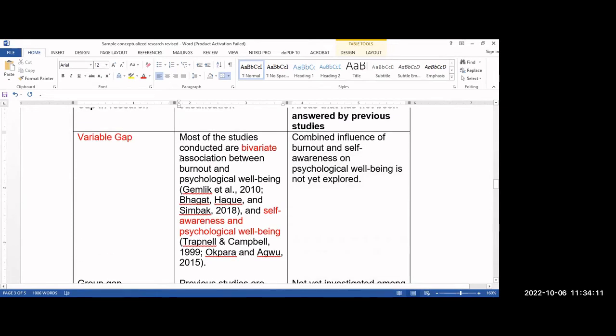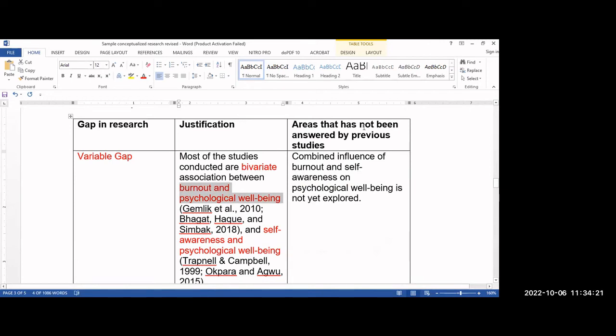So you can justify here that in the next column, what are the areas that has not been answered by previous study? So the areas, you can just write here, combined influence of burnout and self-awareness on psychological well-being is not yet explored. Meaning, hindi ka pa nakakita ng study na sinabay yung dalawa as predictors, burnout and self-awareness.